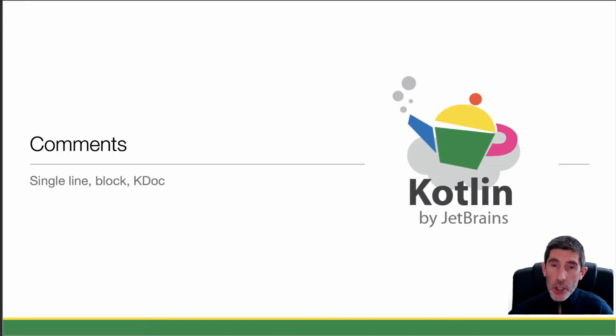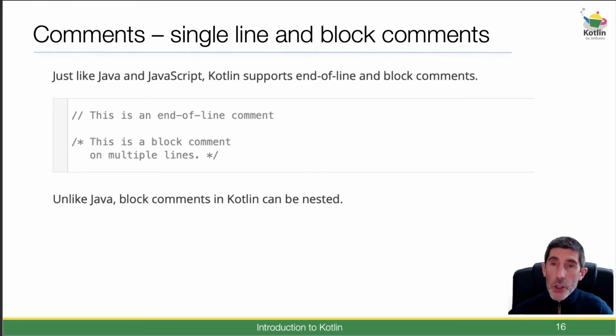And to finally just talk a little bit about comments, this is very similar to comments in Java. So a lot of this, as I said, will look familiar to you. Just like Java and JavaScript, Kotlin supports end of line and block comments. So we can have a double forward slash for a one-liner, or if you want to do it in a block, we can have our forward slash and the asterisk, write what we want to say, and then close it off with the asterisk and the closing slash.